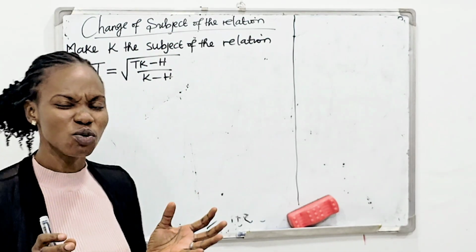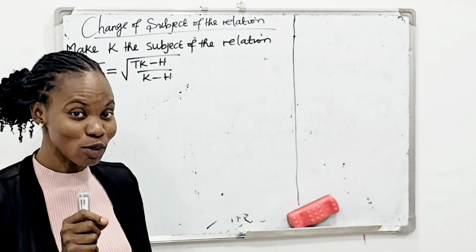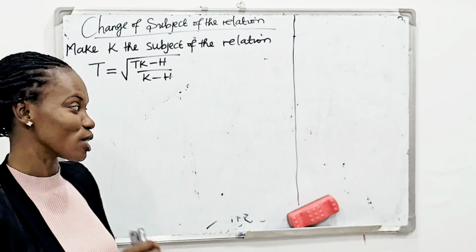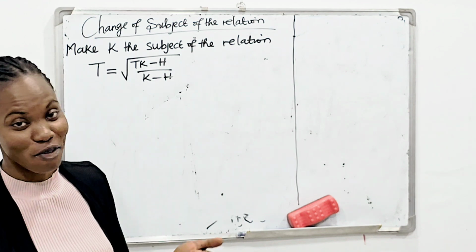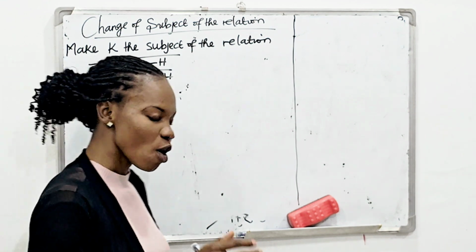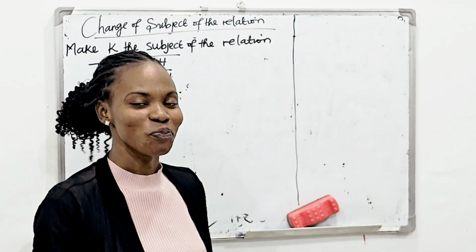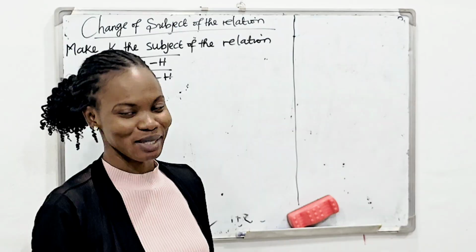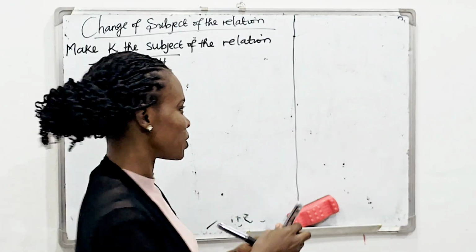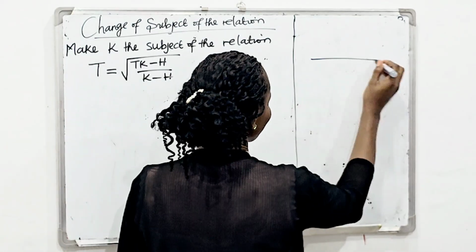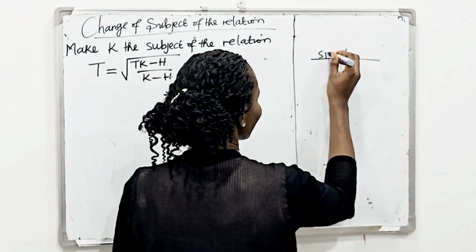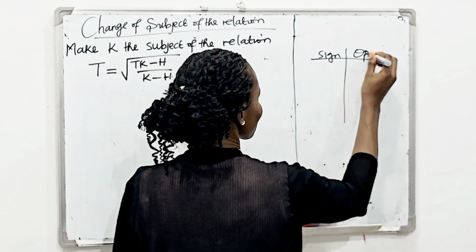So there are some things we have to know. We have to take note of whenever we are doing change of subject of relation or subject of formula. The first is, the way we have word and opposite in English, we have the same in maths. We have sign and opposite of it. Okay, so let me quickly put you sign and opposite.